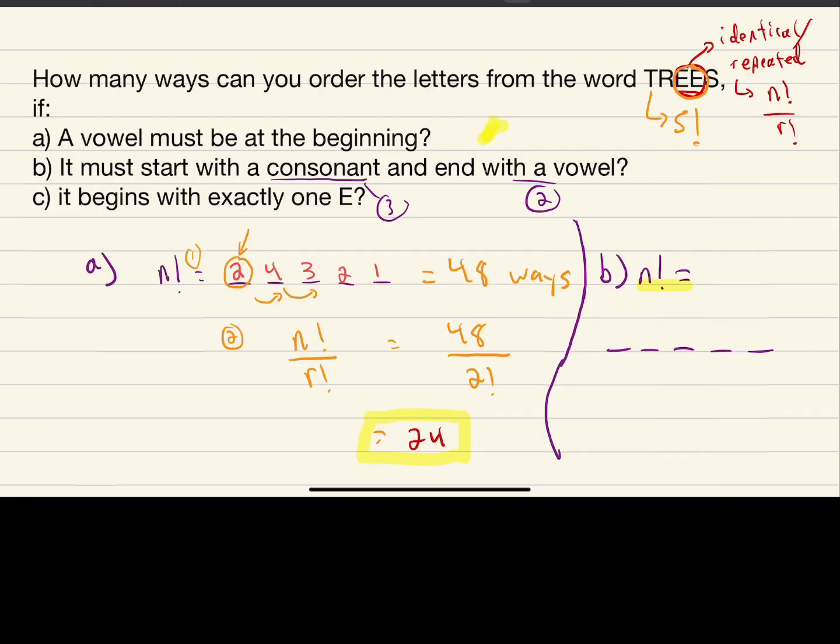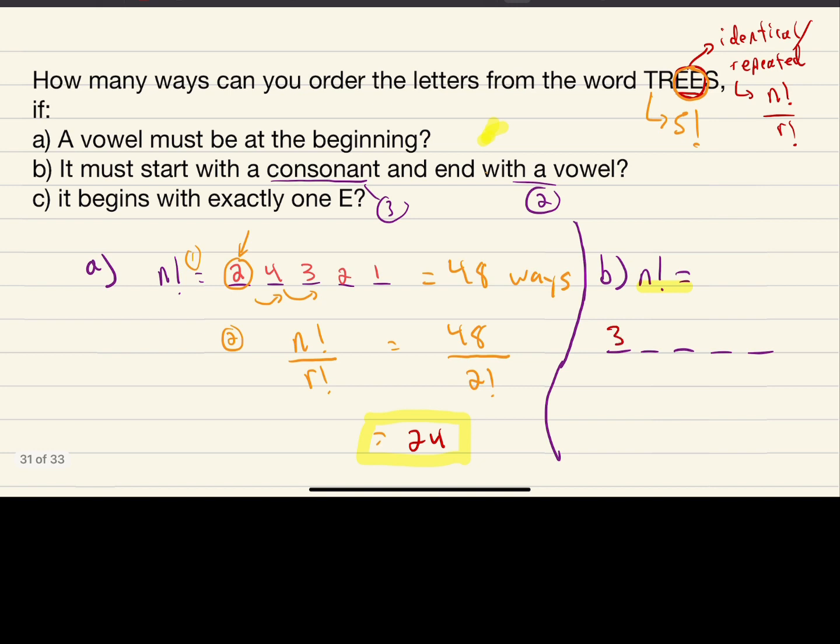So for part B of the question here, it says it must start with a consonant, of which I've written over here that there are 3, and end with a vowel, of which there are 2. The way we're going to approach this one is, if it must begin with a consonant, there are 3 possible ways that it can do that. And it has to end with a vowel, and there are 2 possible ways that it can do that since there are 2 E's over here. So we start with the restrictions, then we're going to fill in the rest as appropriate.